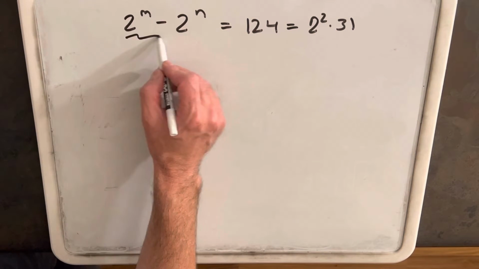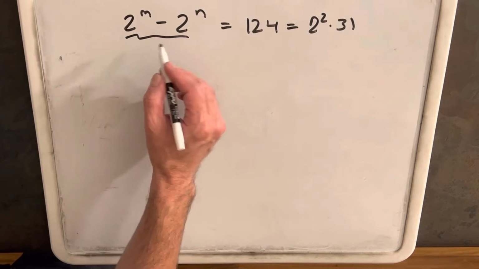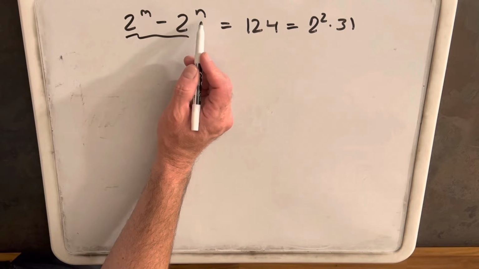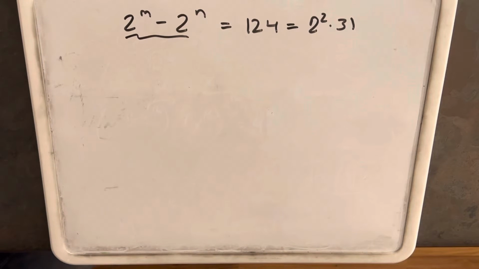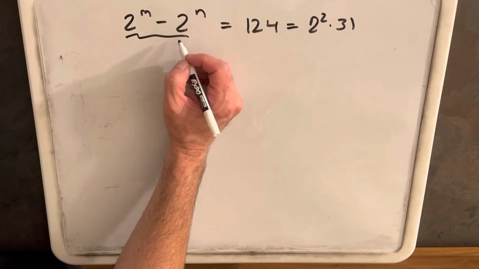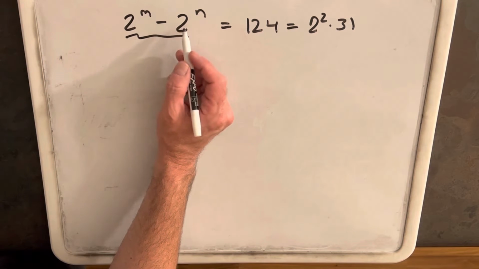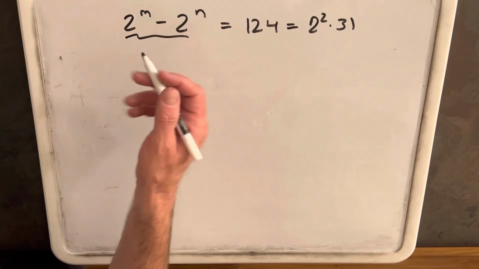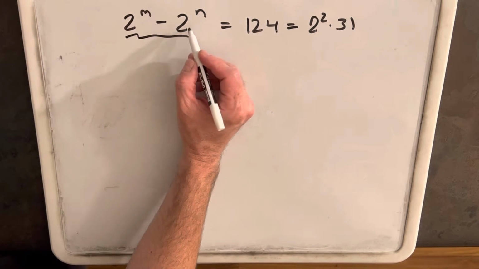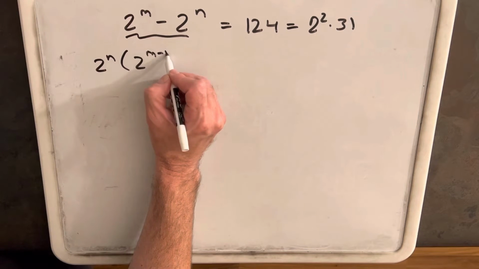Now, looking at the left side, what we can do is factor out a 2 to the n. It's kind of always the same process here. I'm assuming n is less than or equal to m, because if n is greater, then we have a negative number, and we can't have that. I do that even if this is addition. Addition's a little different, but you still make the assumption so you can factor out one of these. So we'll factor out the 2 to the n, and this will factor like this.